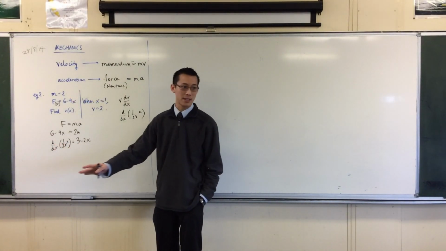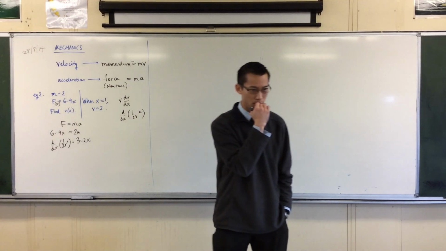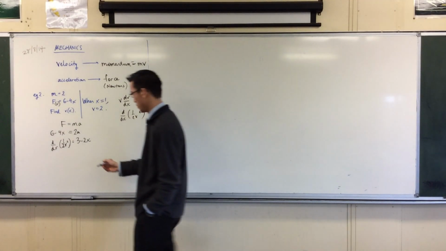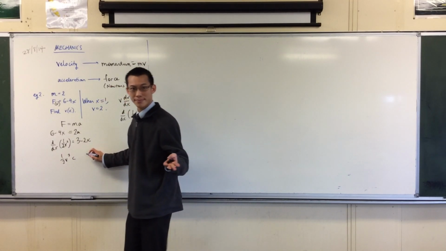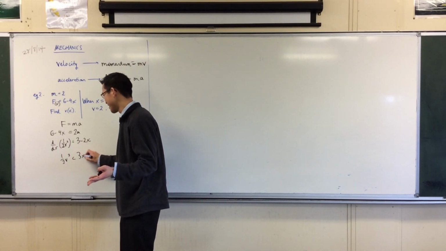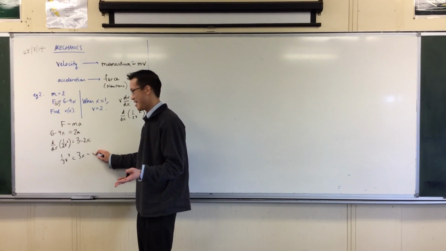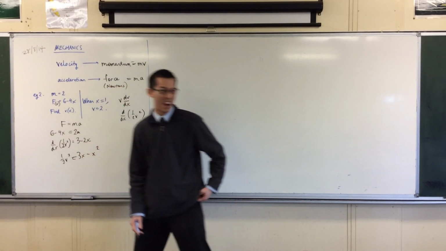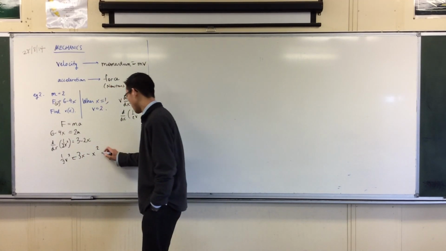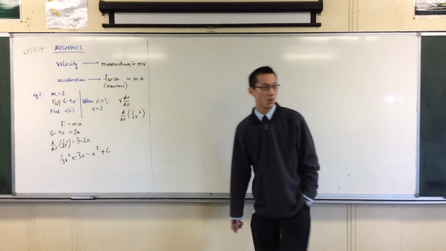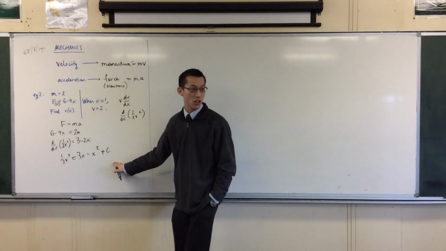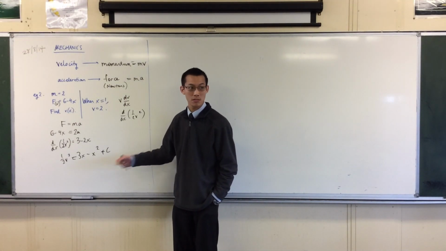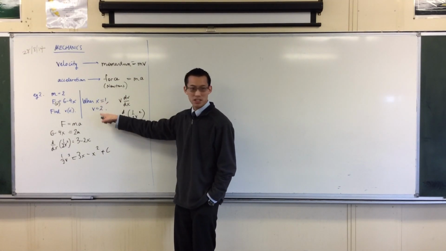What was your immediate next line? What did you do? You integrated. No problems. We can integrate. Half v squared equals 3x minus x squared, plus a constant. Okay, now what? So you want to evaluate the constant, do you? Yes? Okay.